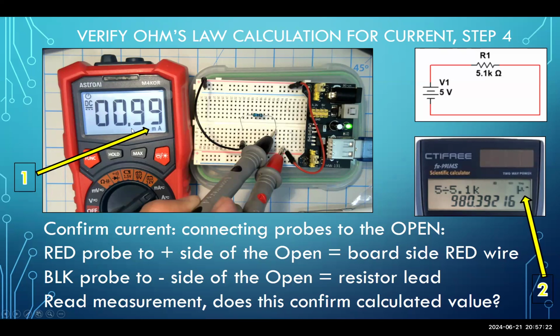Wow, check this out, 0.99 milliamps. Well, how come it doesn't say micro? Well, your display doesn't have a micro, but it's showing you something that's less than 1 milliamp. Less than 1. So what's less than 1? It looks like it's reading 990 microamps. And the conversion between this and this, 980.39 microamps is what we calculated. They are essentially the same.